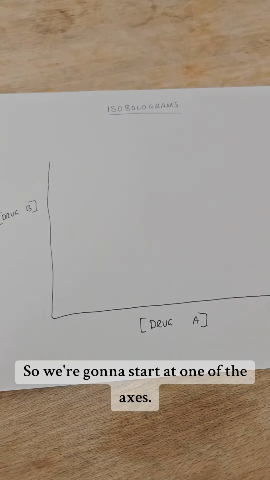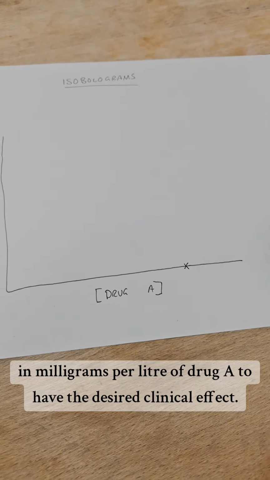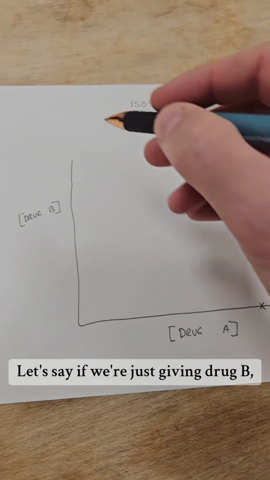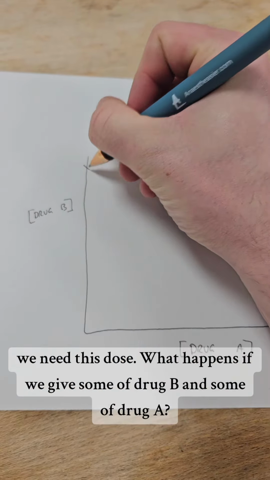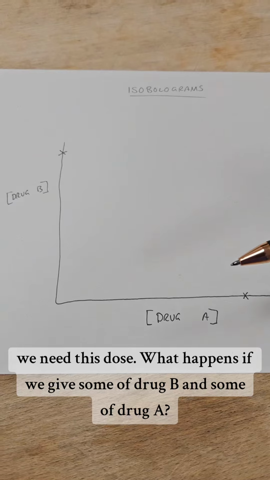So we're going to start at one of the axes, and let's say we need this dose in milligrams per litre of drug A to have the desired clinical effect. Let's say if we're just giving drug B, we need this dose. What happens if we give some of drug B and some of drug A?